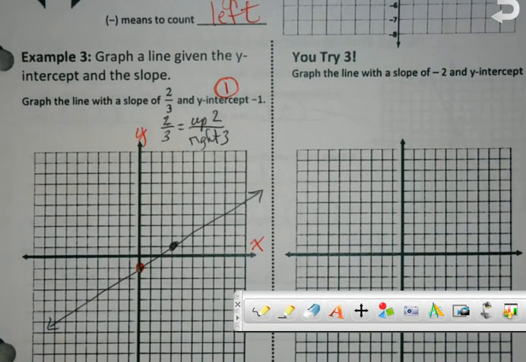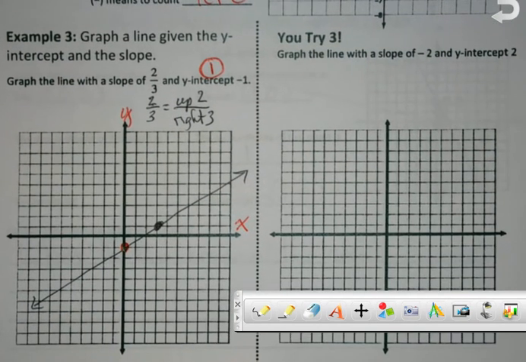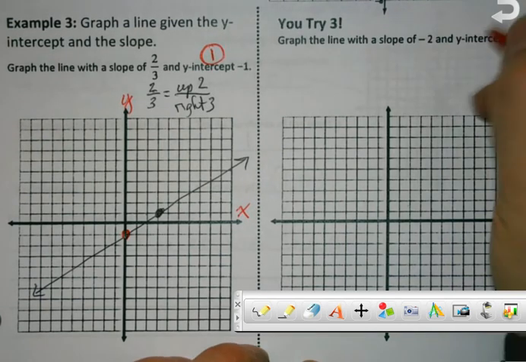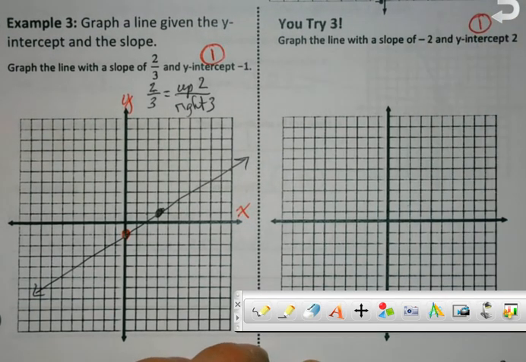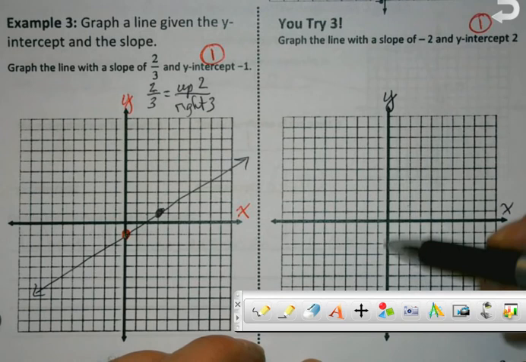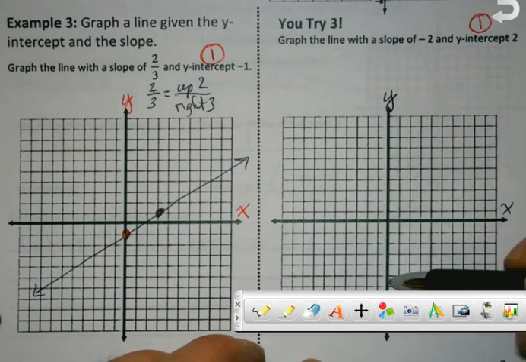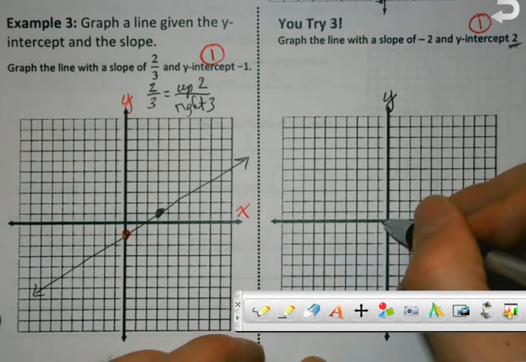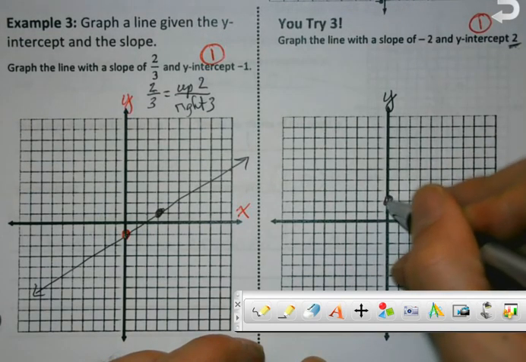Okay, hang on. When we get to the next one, don't yell out stuff right away. There's some pieces to this that we want to take a look at. Same idea as it was in the last one. We're going to do the y-intercept first. Okay, here's my y-axis. If my y-intercept is +2, which way are we going? Am I going up or down? It's okay. If my y-intercept is positive, I'm going to go up 2. Put a dot.